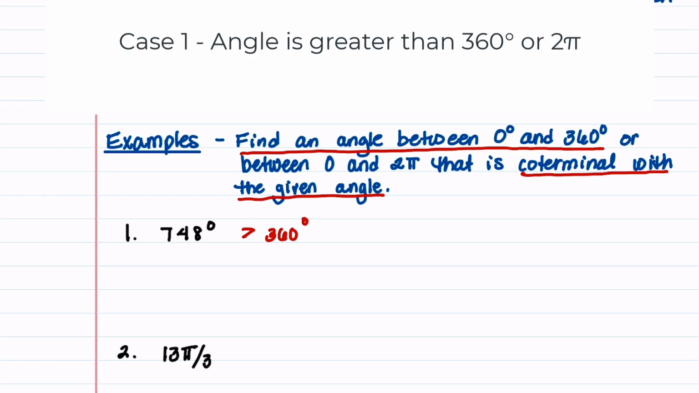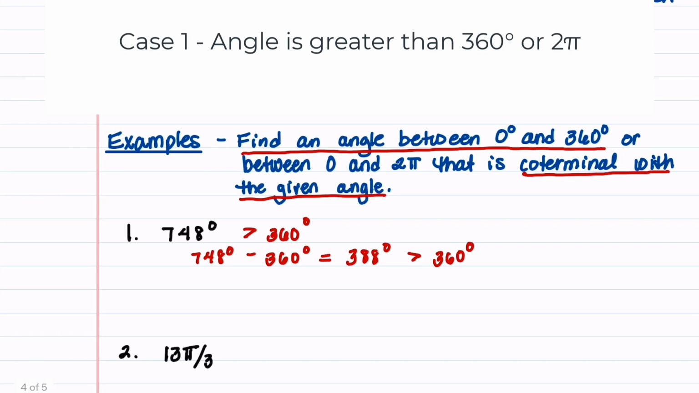So what we're going to do is start by subtracting 360 degrees. So we have 748 degrees, and we subtract 360 degrees. You can throw that in your calculator if you want. And we're left with 388 degrees. And we notice that this is still greater than 360 degrees. So this tells us we need to do it again.